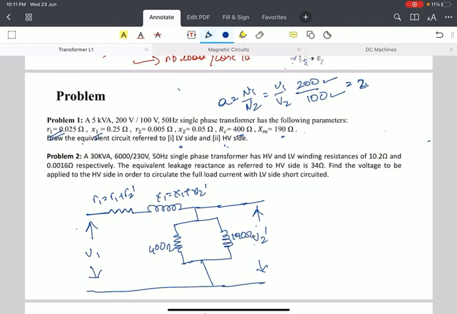So we can write R1 equal to R1 plus R2 dash, where R2 dash is equal to A square into R2. Therefore it can be written as 0.005 into 4, which is equal to 0.02 ohm. Therefore R1 is equal to 0.025 plus 0.02 ohm, which is R1 plus R2 dash equal to 0.045 ohm.